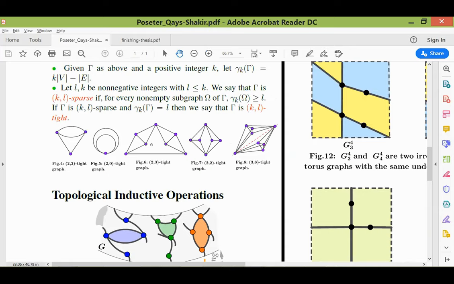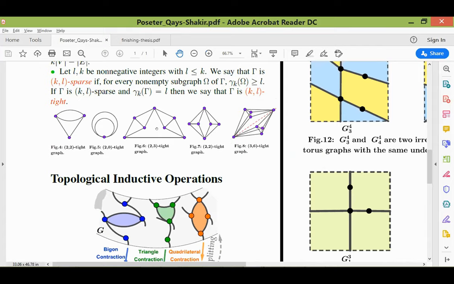So we have this characterization for a framework in the plane, saying that a framework is rigid if and only if the corresponding graph for that framework is 2-3 tight. So this is a very powerful theorem.